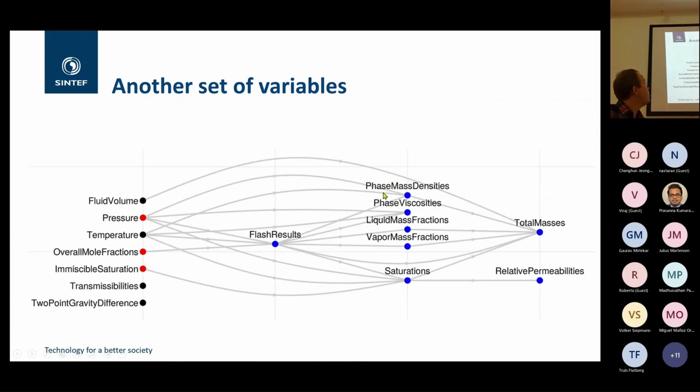Another set here is for a more complex model that's coupled to a flash. Then you get a lot more nodes. But the point is you can swap out the definition of each of these nodes quite easily without having to do any structure changes to your simulator. And it makes it quite easy to support, for instance, different rel perms or densities or functional relationships without having to hard code anything.